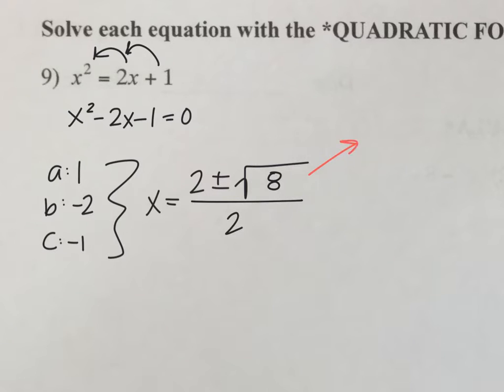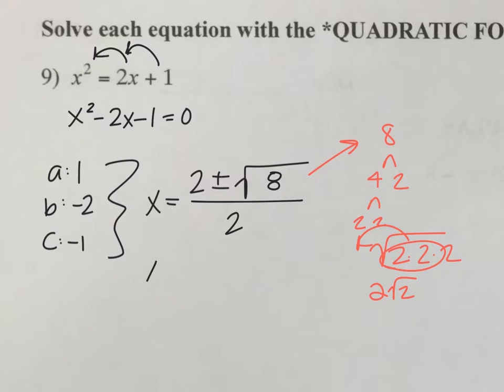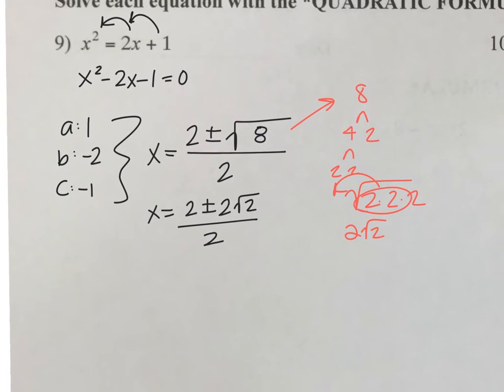All right, same place we always go. Break down 8. 4 and 2, 2 and 2, square root of 2 times 2 times 2. Got one group, 2 square root 2. So I've got x equals 2 plus or minus 2 square root 2. Now, don't let all those 2's confuse you. If I do the exact same thing I did on the previous problem, it's at this point that I'm going to break into two different answers.